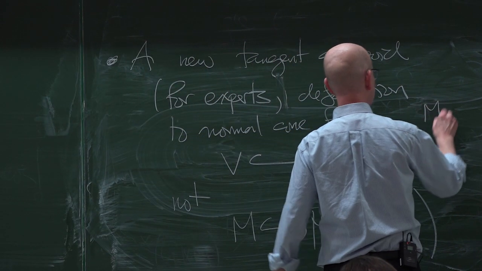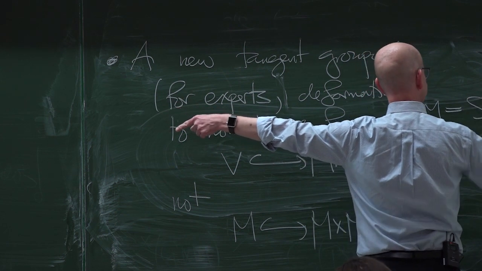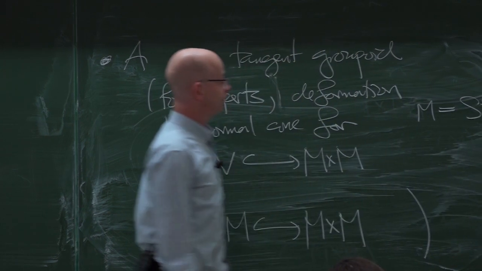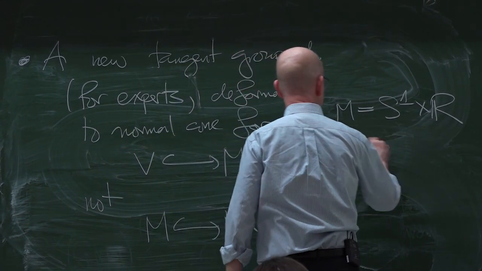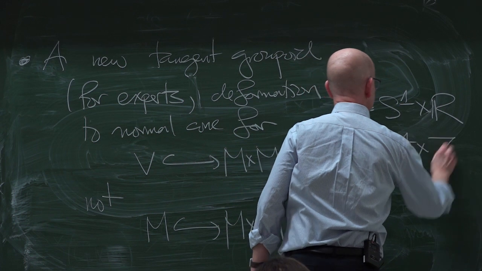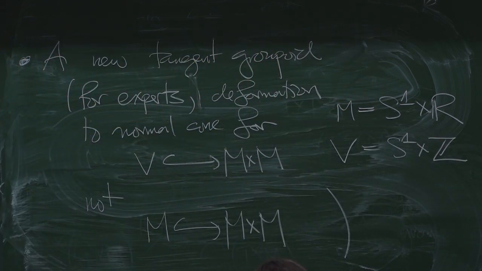So what's going on here? M is the space on which this operator L acts. I forgot to tell you, but you're supposed to think of it as acting on S1 times R. This is the x variable, this is the y variable, and this v is S1 times z. It's a set of closed geodesics, if you like, for this particular manifold.